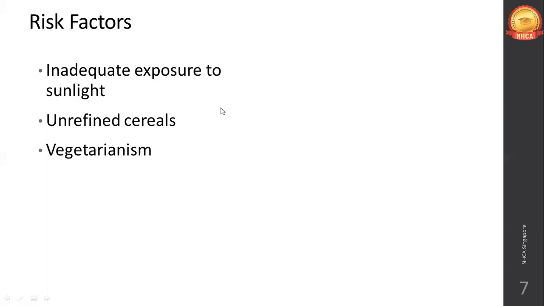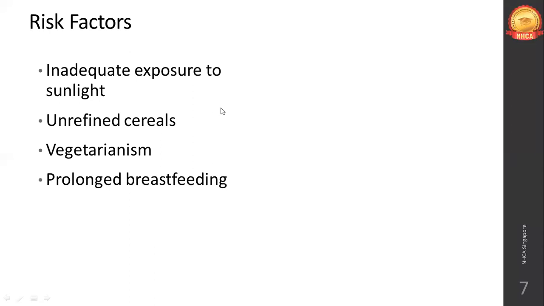Then vegetarianism. Those who do not eat any animal food at all, like vegans, have an increased risk of osteomalacia as compared to non-vegetarians. The complete exclusion of vitamin D from animal products will not lead to rickets, but it will increase the risk of rickets. And if you're a vegan, it's better you take calcium, vitamin B12, and vitamin D supplements.